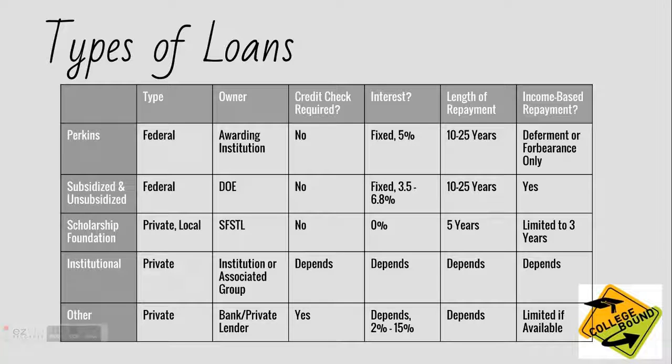Before we begin visiting portals, let's review the types of loans that many college-bound students accept during their college careers. As you can see, there are 5 main types of student loans: Federal Perkins, Federal Direct Subsidized and Unsubsidized, Scholarship Foundation, Institutional, and Private loans. These loans are listed from most recommended to least recommended. Please pause the video now to review the differences between these loans before continuing.